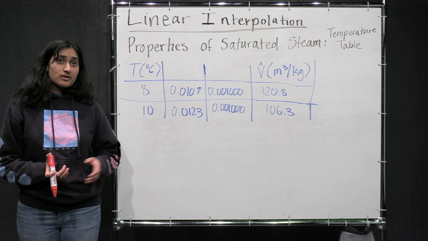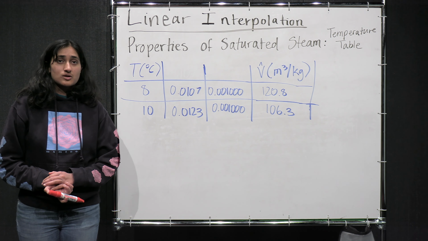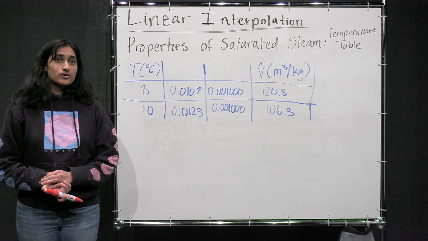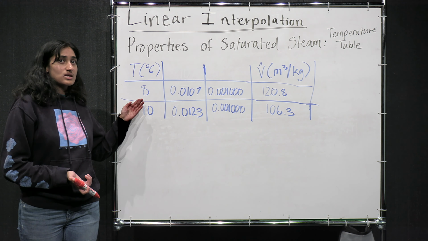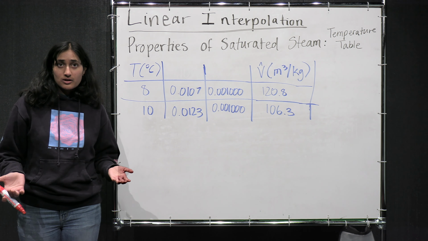Here we have a blow-up of the part of the table that we were just looking at. The most common practice to find the value is to use linear interpolation. You assume that the specific volume of steam between 8 degrees Celsius and 10 degrees Celsius is a linear function of temperature. Is it a linear function?